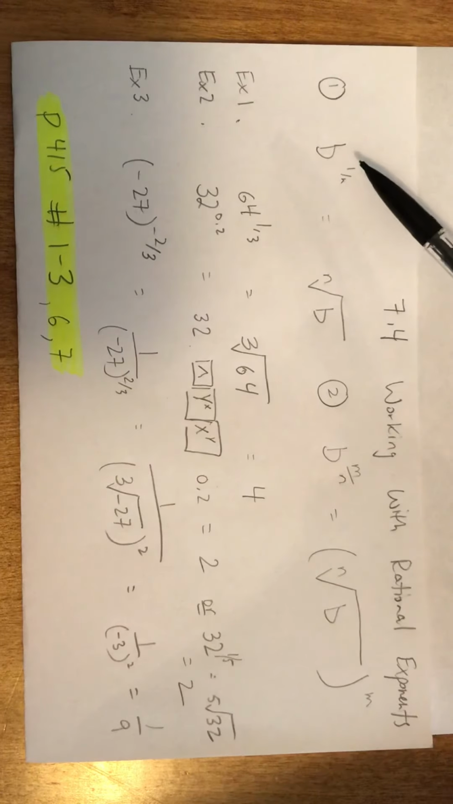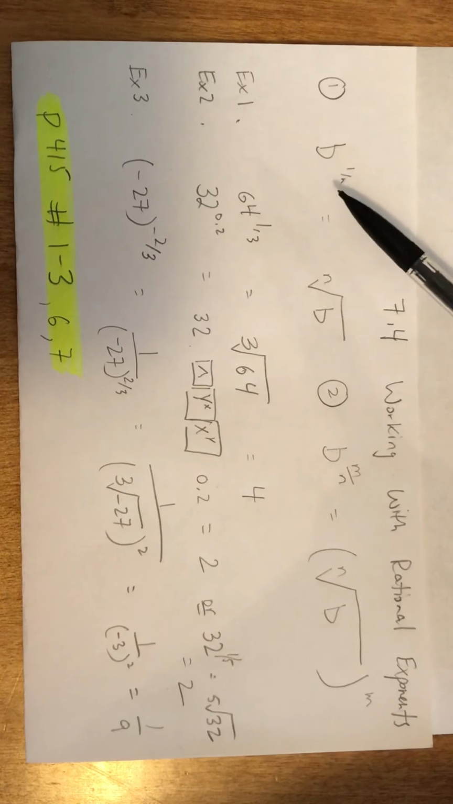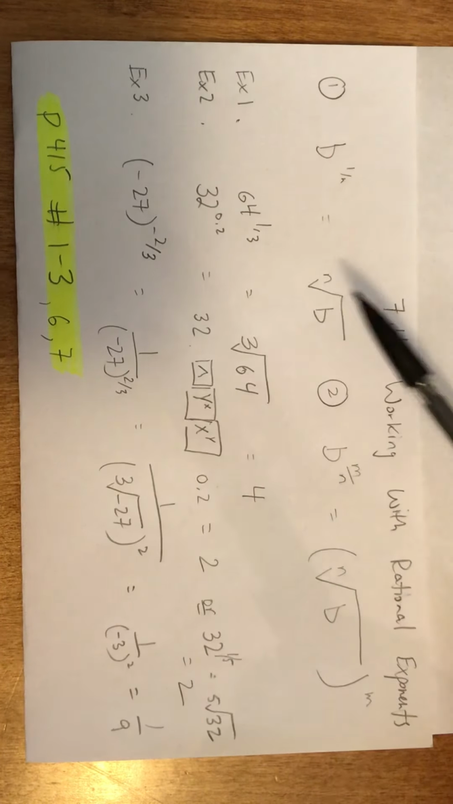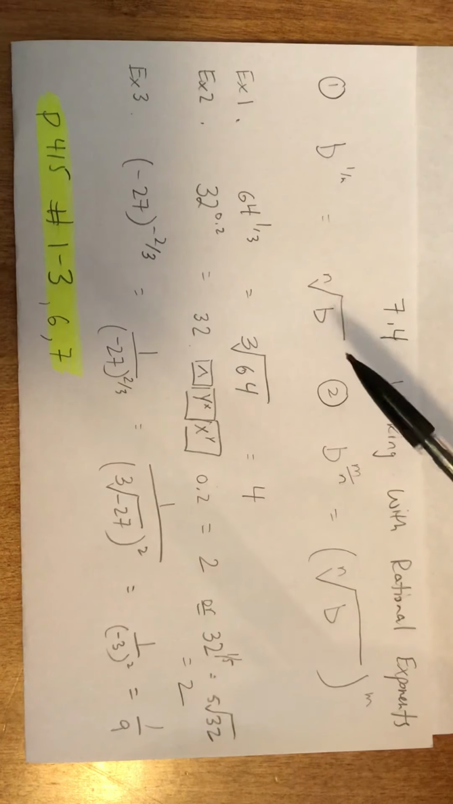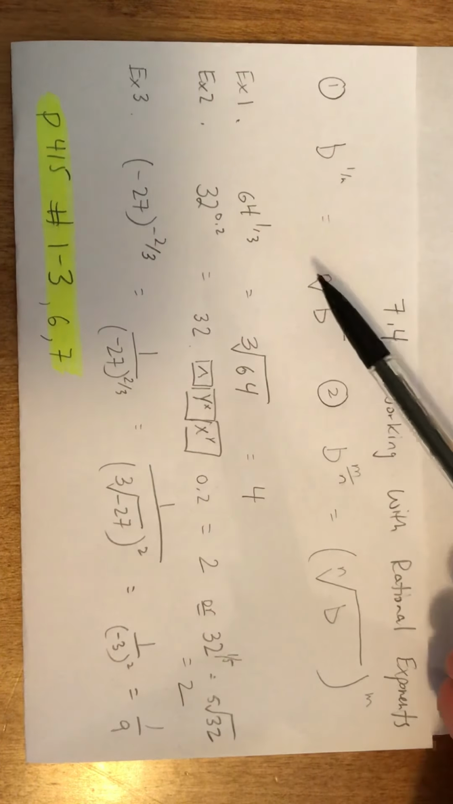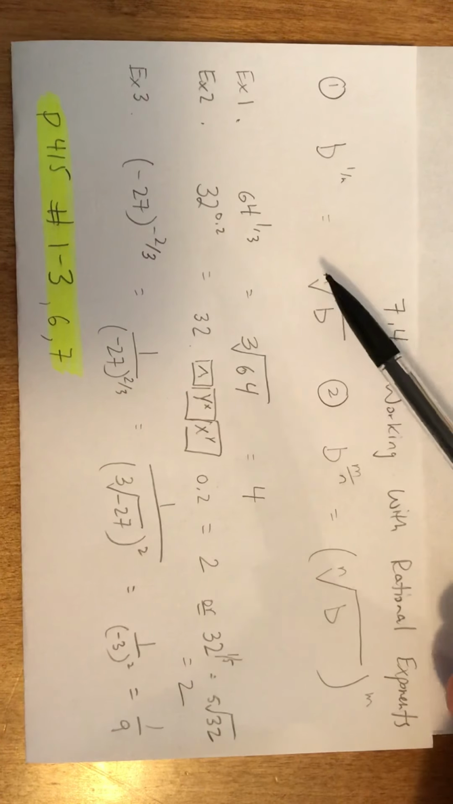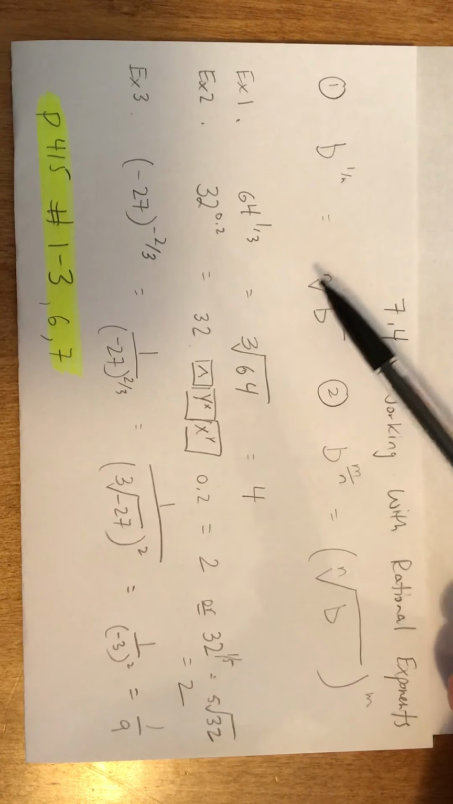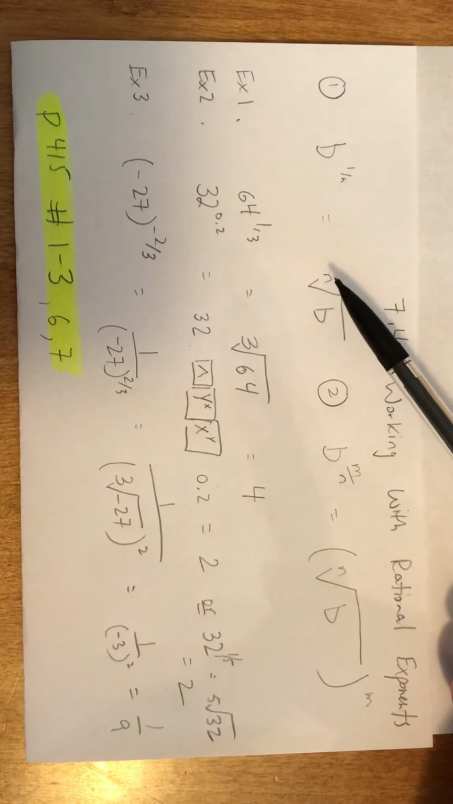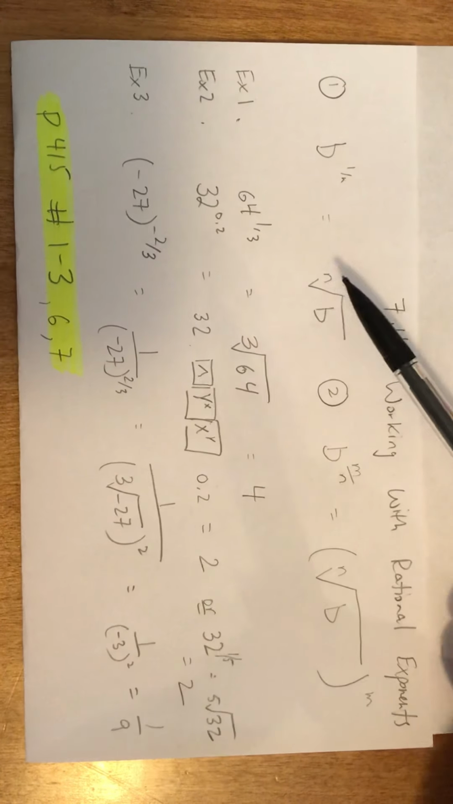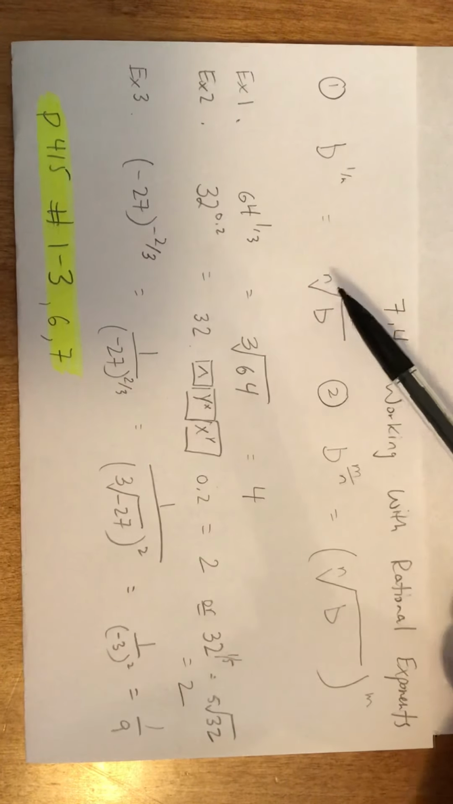It says that b to the power of 1 over n is equal to the nth root of b. And a lot of your calculators will have this button there, and you can just punch it right in and get the answer straight there. So it could be square root, could be cubed root, could be fourth root, fifth root. Works exactly the same way.